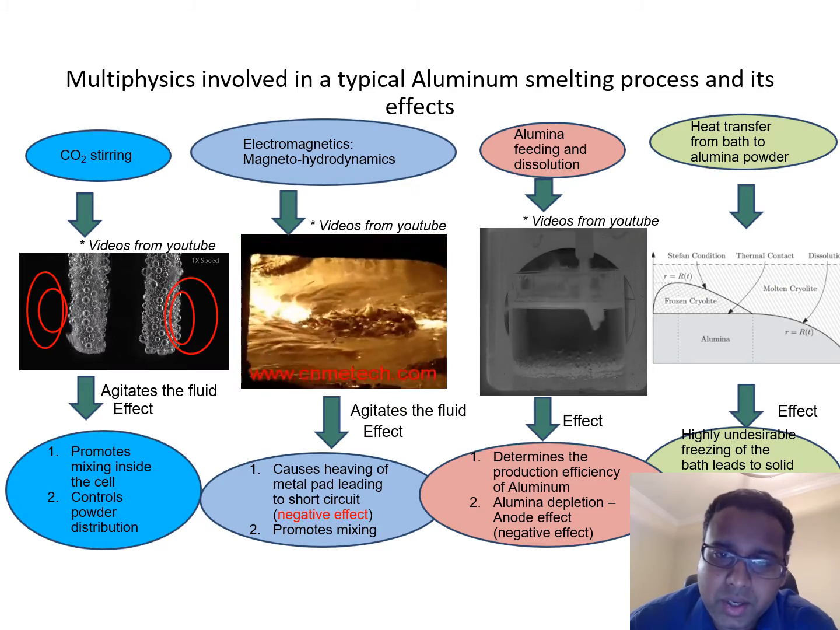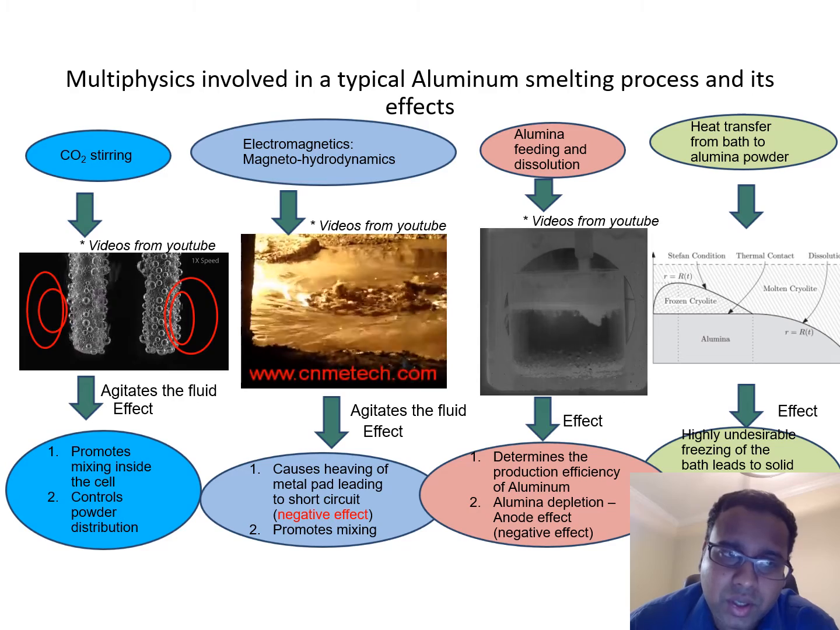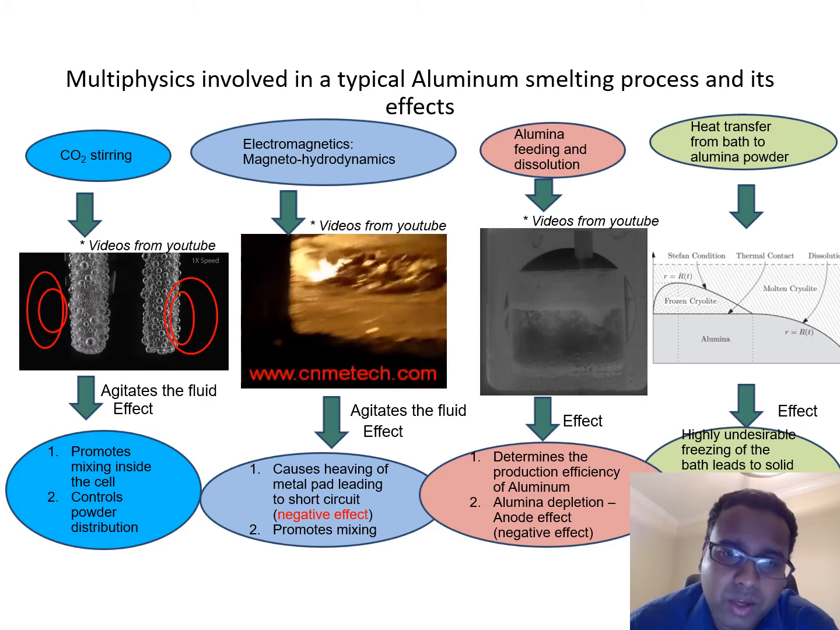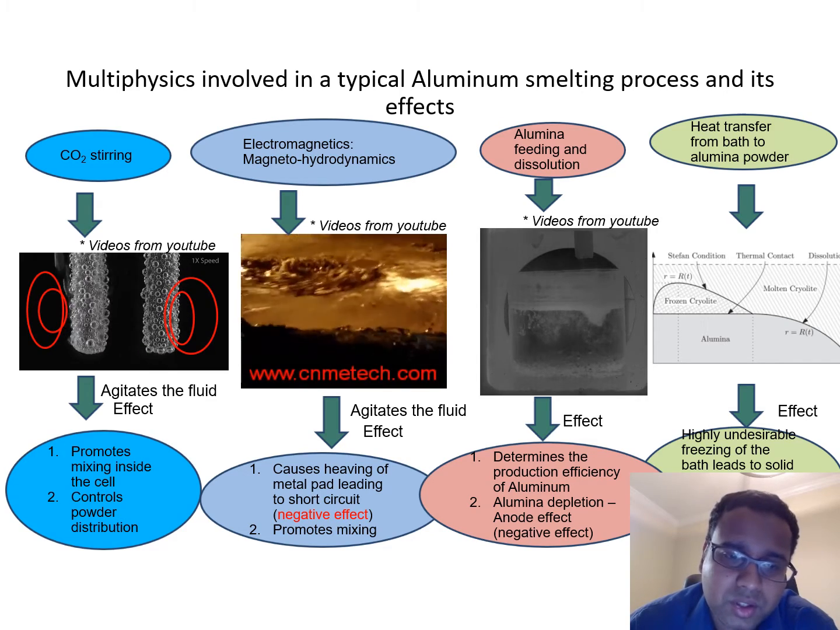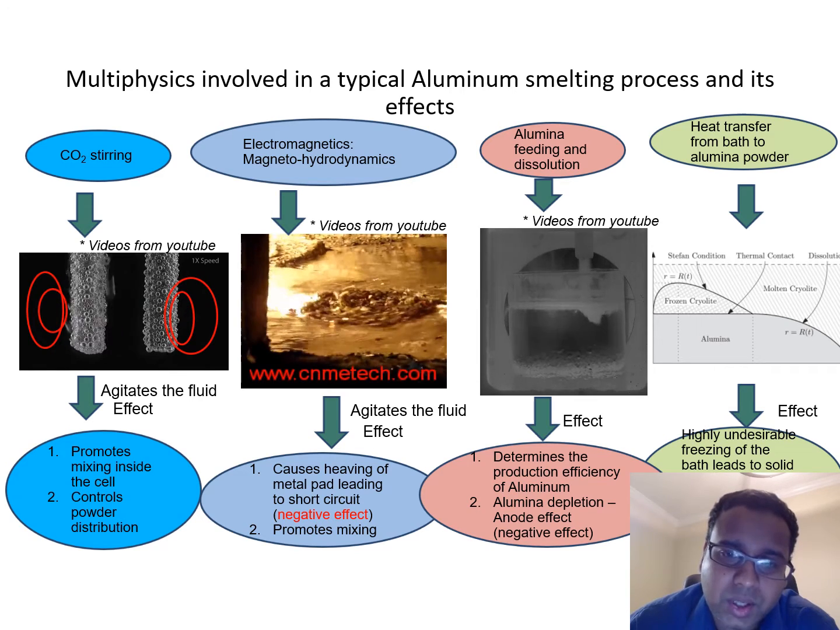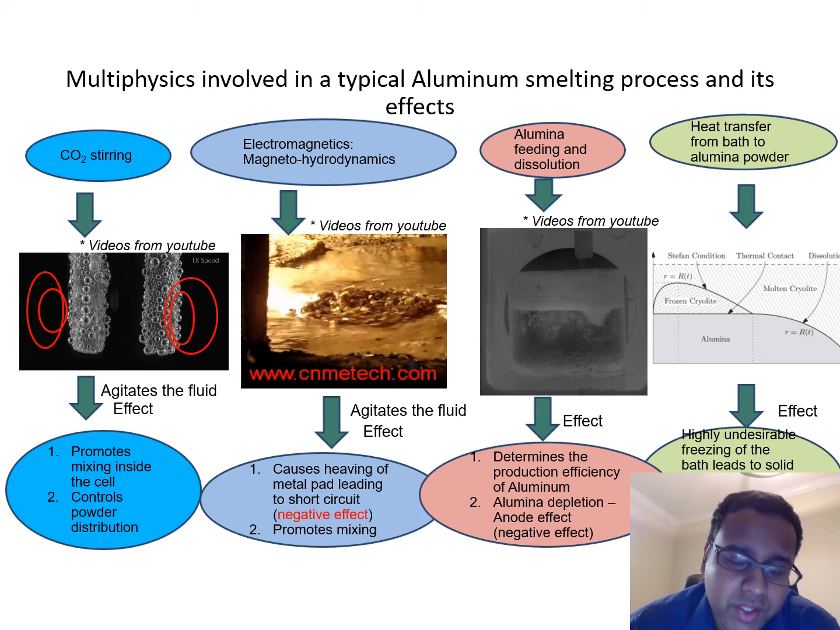Multi-physics involved in a typical aluminum smelting process and its effects. The aluminum smelting process is a very complex process which involves many physics. Some of the physics may not be listed on this slide, but we believe that these are some of the crucial physics which impact the energy efficiency of the cell and also emissions of the cell most. In the first video, you can see the CO2 bubbles produced due to the anodic reactions, and these CO2 bubbles move up due to buoyancy and agitate the electrolyte, which controls the mixing of the alumina powder entering.